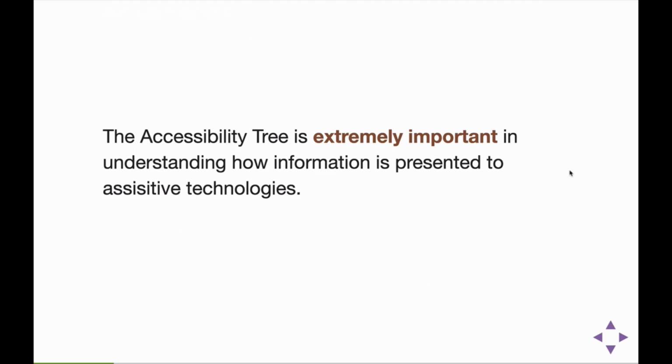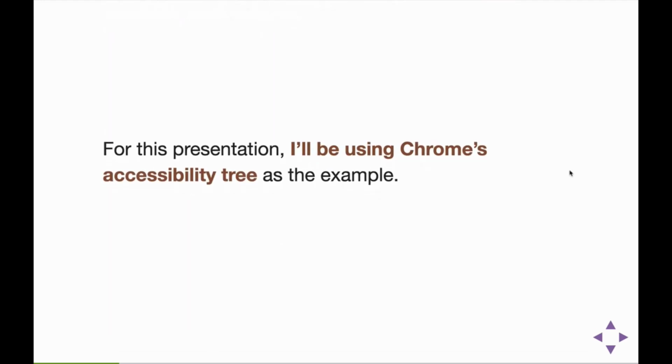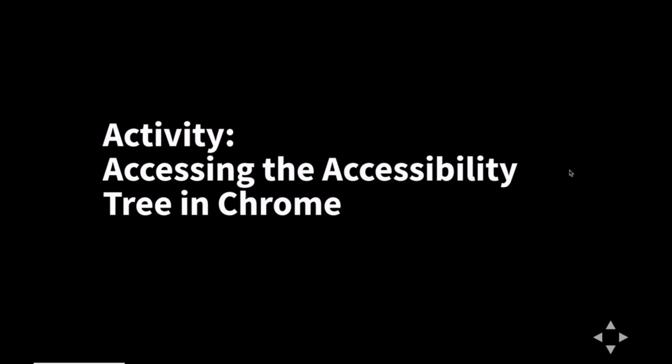Now, I'm hoping by the end of this session, you'll realize that the accessibility tree is extremely important in understanding how information is presented to assistive technologies. For this presentation, I'm going to be using Chrome's accessibility tree, but in reality, you could also use Firefox or even some of the other browsers. Let's now do an activity on how we could access the accessibility tree in Chrome.